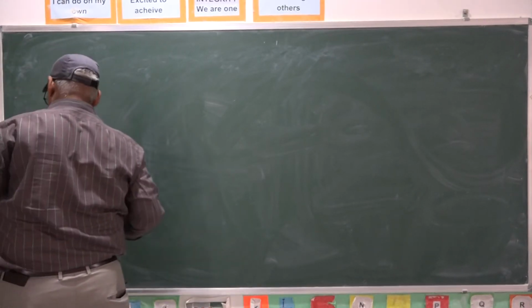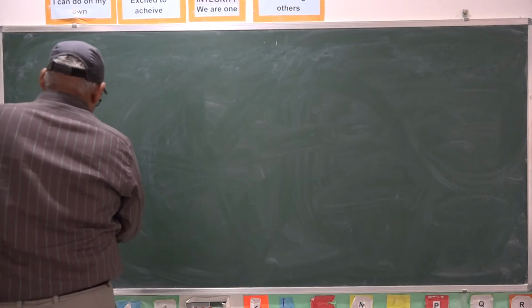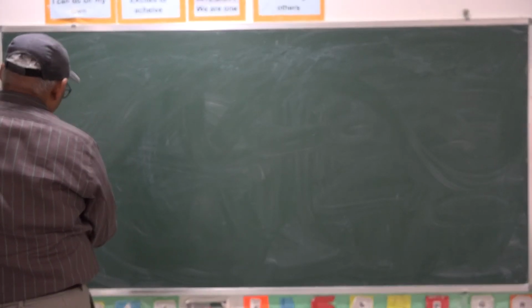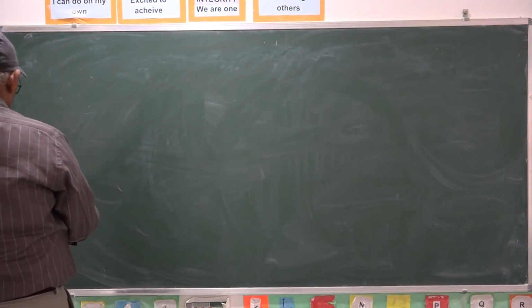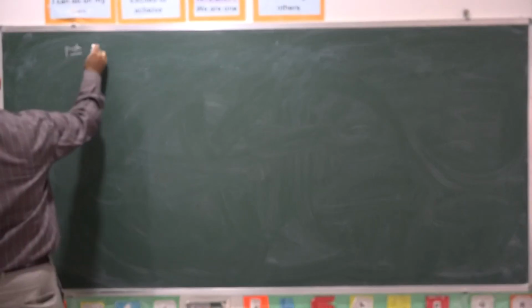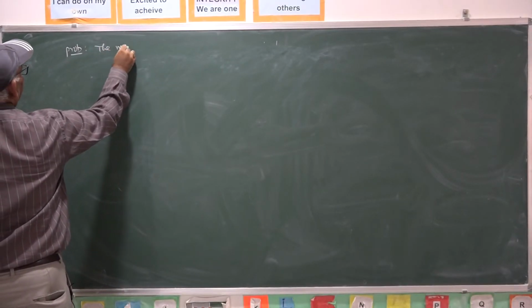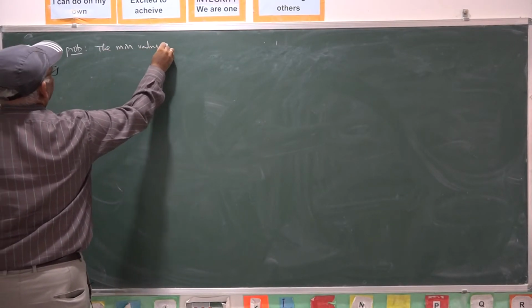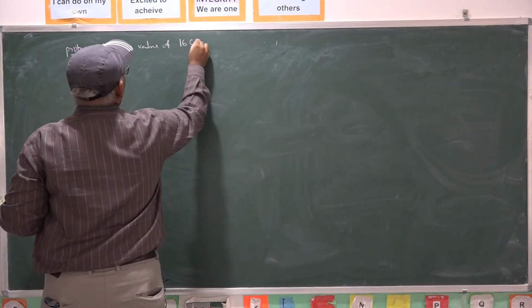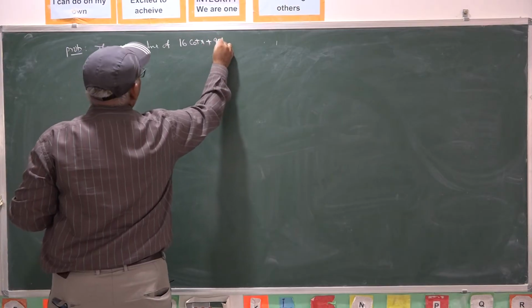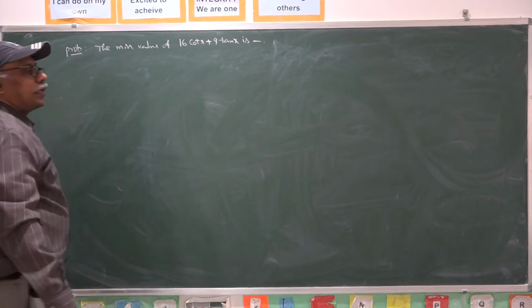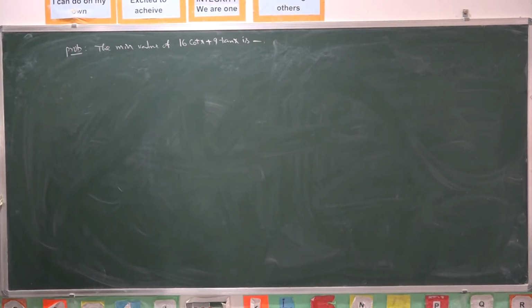Next one. Similar type of model. The minimum value of 16 cot x plus 9 tan x is.